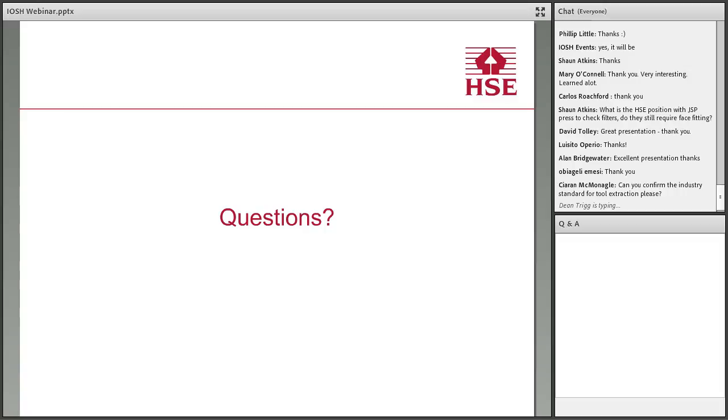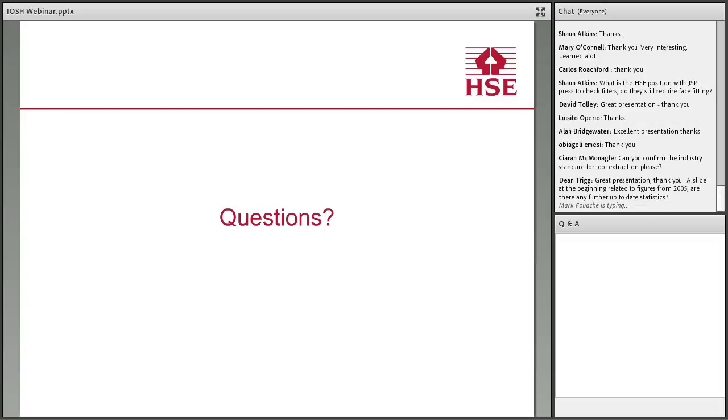Another question about the standard for on-tool extraction. As I say, what you really want to look for is those M and H stickers. There's a BS EN standard for on-tool extraction kit. As part of that standard, they have to have those stickers fixed. If they don't have the stickers fixed, then they won't meet the standard. So it's a very visual way of being able to see things.